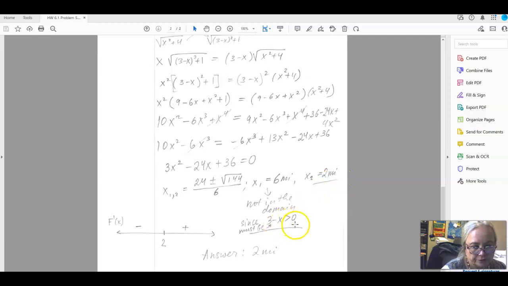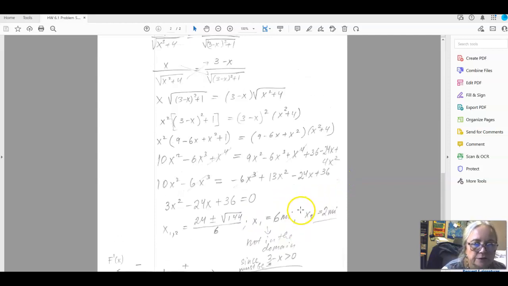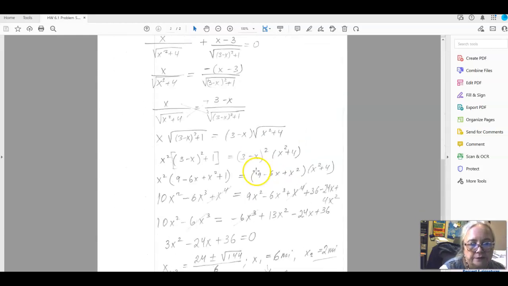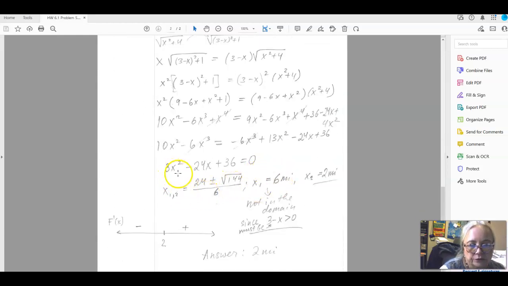We need to check, are both answers in the domain of the solution? Let's look. What if x is 6 miles? Does it make sense? No, it does not, because 3 minus 6 gives you negative 3 miles. So 6 miles will be way over here, and the entire distance between this point and this is 3 miles. So as 6 is a solution of the quadratic equation, it's not a solution to the problem, since 3 minus x must be positive.